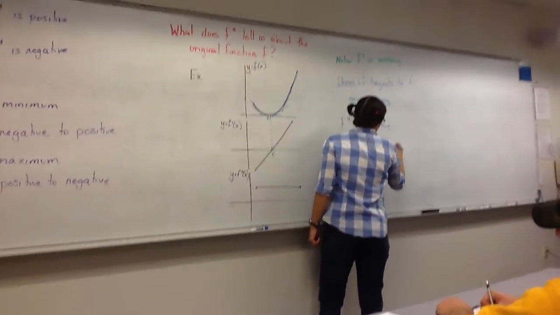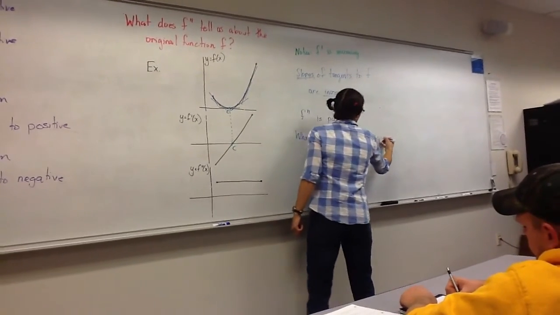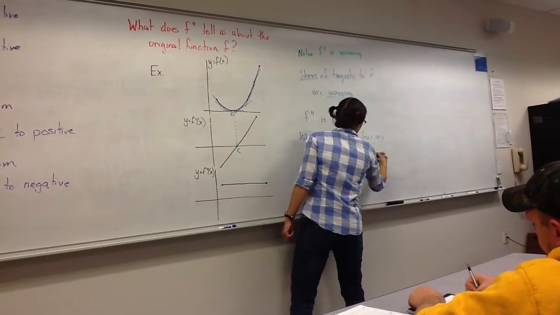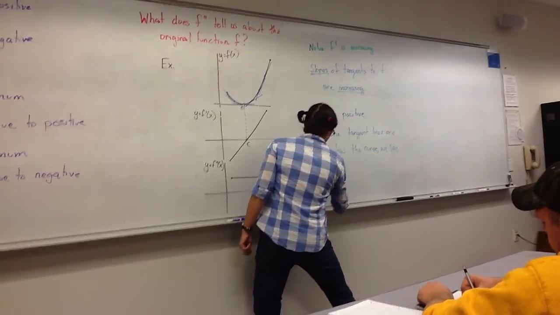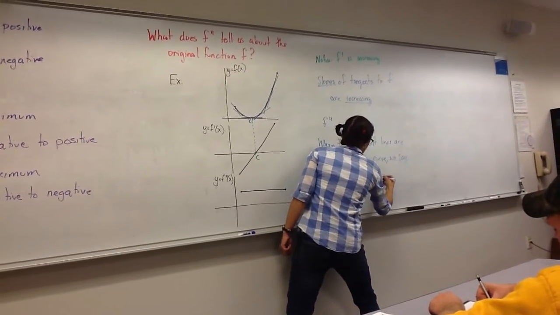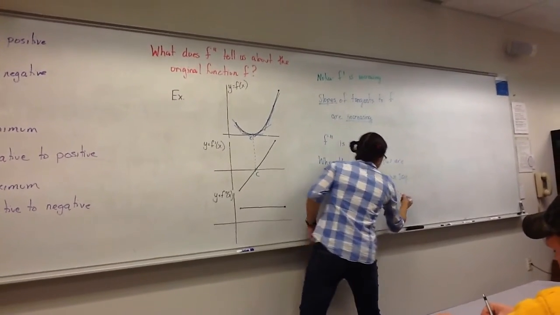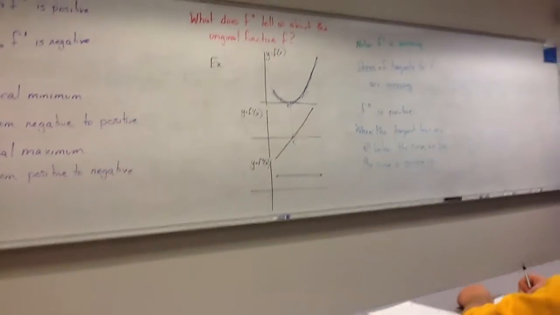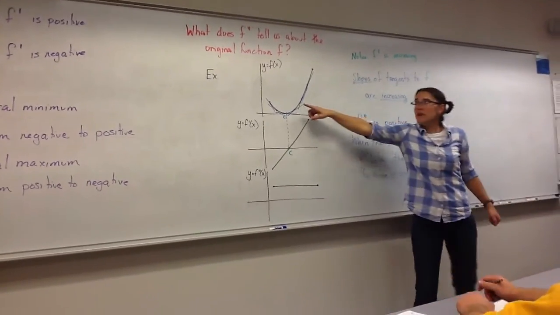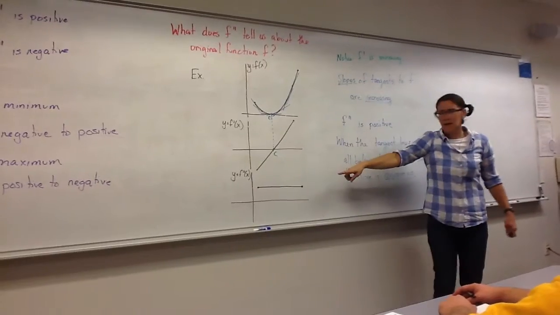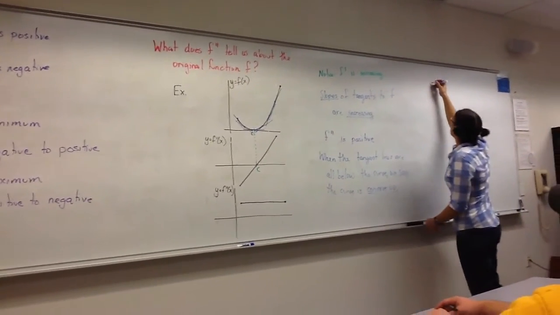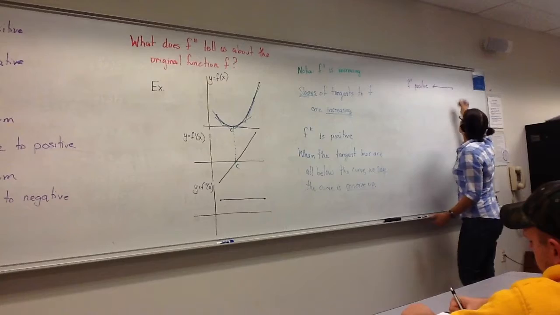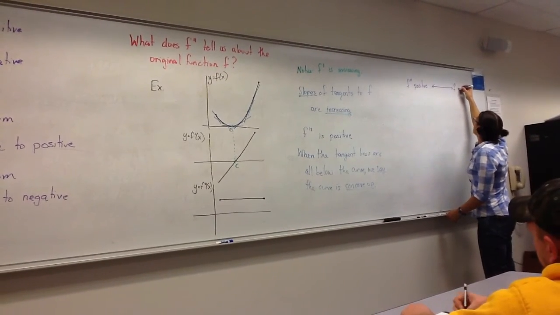When the tangent lines are all below the curve, we say the curve is concave up. And so when our original function has this shape that's called concave up, we know that f double prime is positive. And so a connection that we have is that f double prime being positive corresponds to f being concave up.